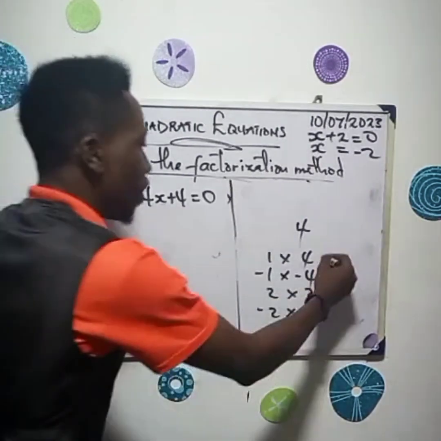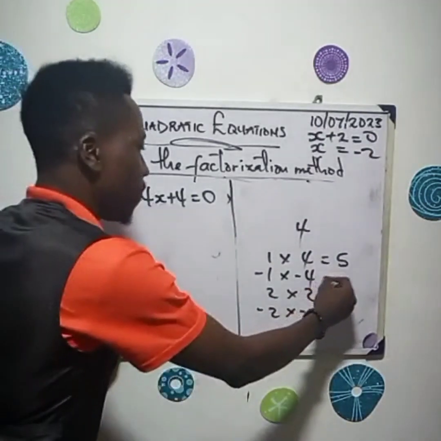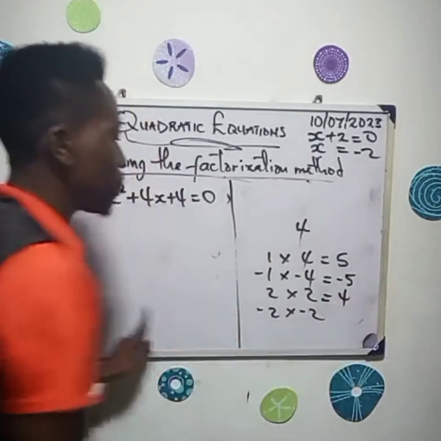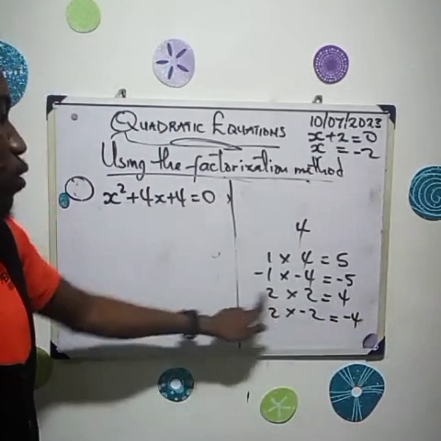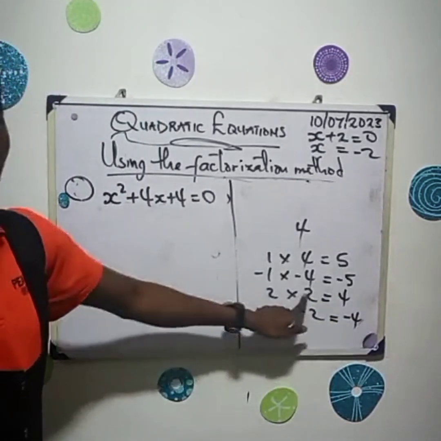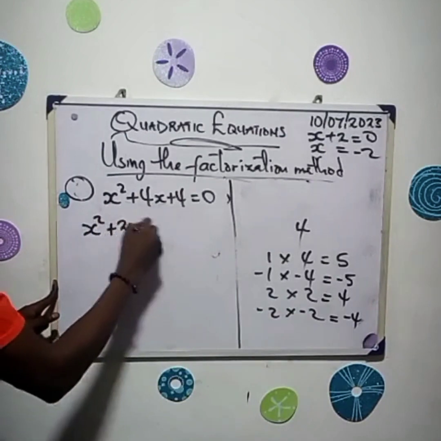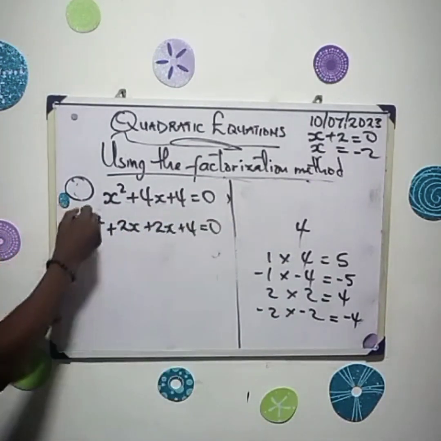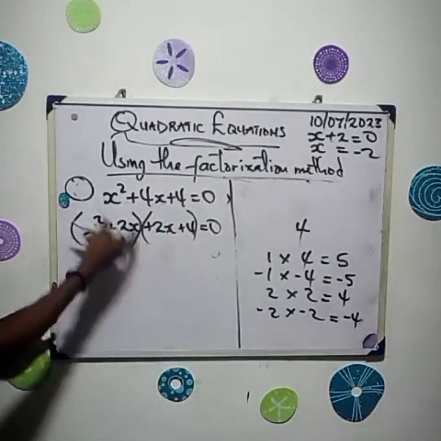1 and 4 will give us 5. Minus 1 minus 4 will give us minus 5. 2 plus 2 will give us 4. Minus 2 minus 2 will give us minus 4. So we're working with positive 2 and positive 2. So this is going to give us x squared plus 2x plus 2x plus 4 equals 0. Bracket this, bracket that. So factorize this.